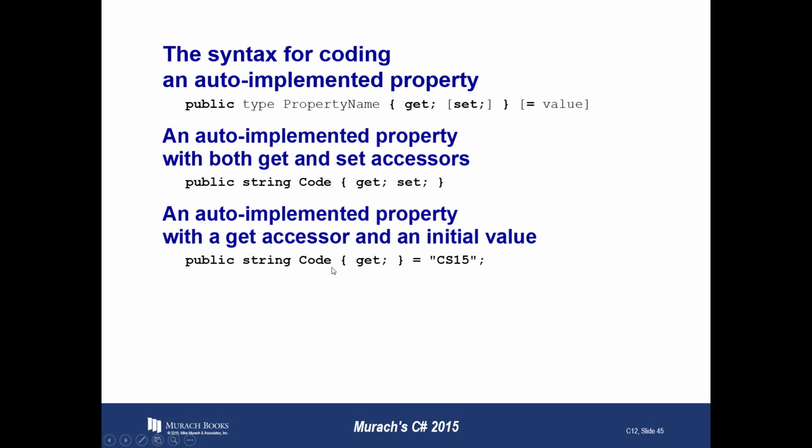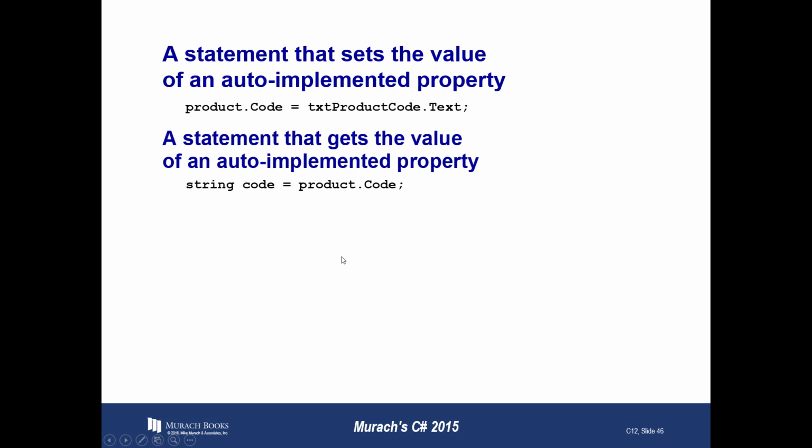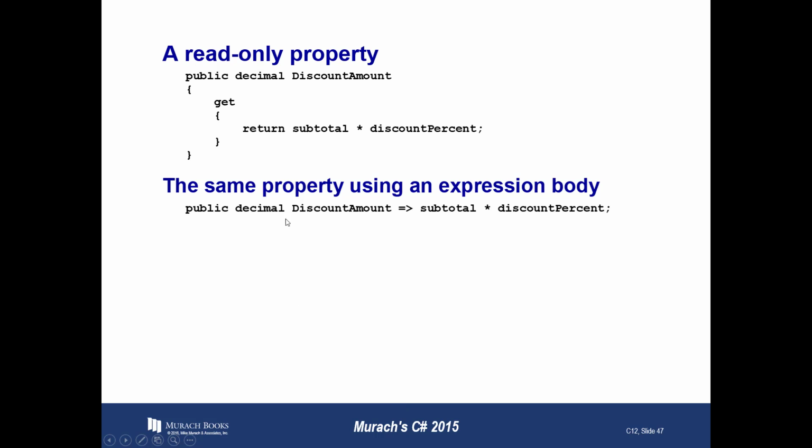The syntax for coding auto-implemented properties. Public, the type, the property name with a capital, and a get set. Notice you can do this and give it an initial value. Like we saw before, there is a statement that sets the value of an auto-implemented property. There's one that gets the value of an auto-implemented property. We talked about read-only before, so you've seen this, meaning there's a get but no set.